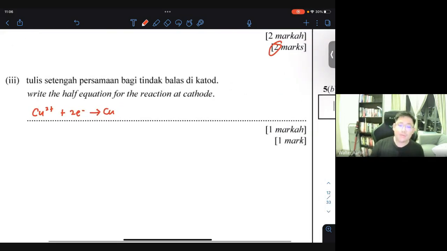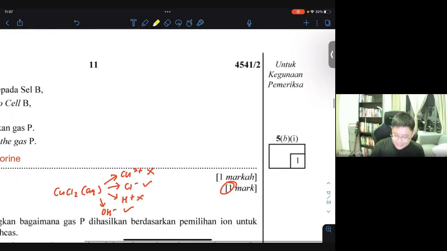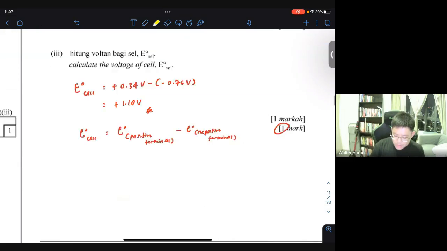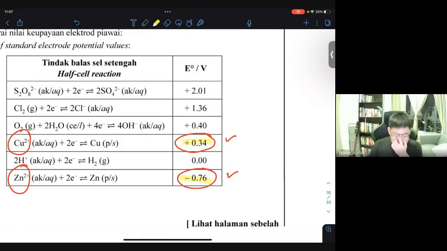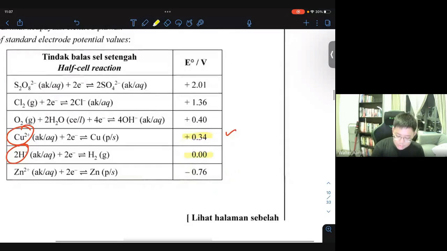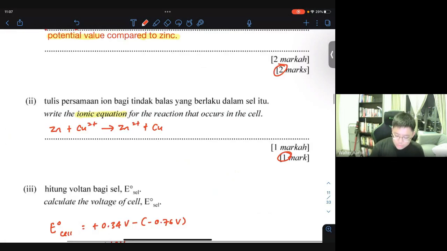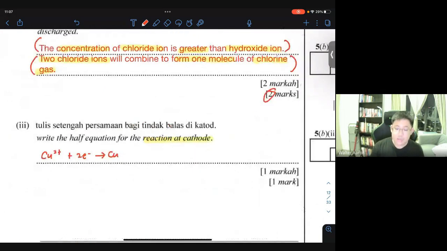All right, and then they ask you to write a half equation for the reaction at the cathode. As we follow the standard electropotential values, the more positive the value, the easier it is to discharge. Between hydrogen and copper, you will notice that copper is more positive than hydrogen. So that's why copper is chosen for discharge. You can just write a half ionic equation: copper ions receive 2 electrons to form copper atoms. That's it, and from there you'll get 1 mark.